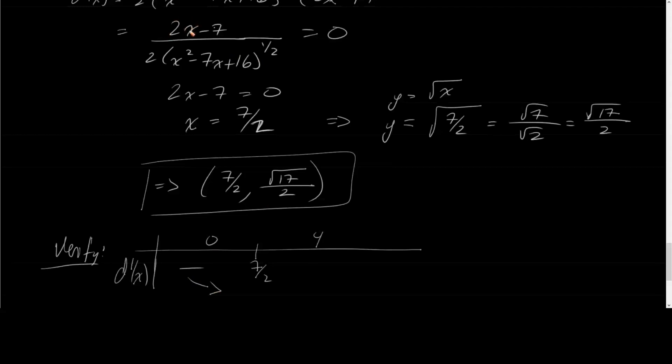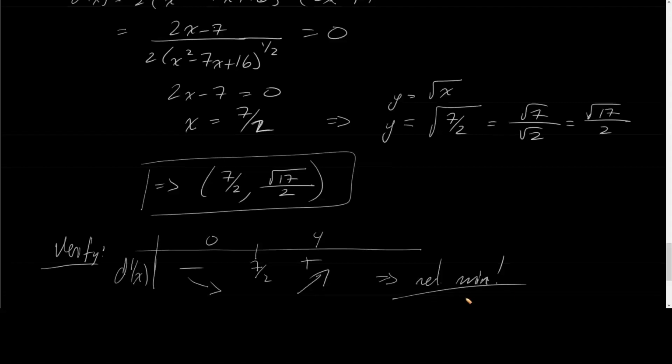Plug in 4. 2 times 4 is 8, minus 7 is 1. That's positive. On the bottom, 4 squared is 16. 16 plus 16 is 32. And then I have negative 7 times 4, which is negative 28. And I had 32 minus 28. That's positive, it's 4. It doesn't matter the actual value, that is positive. So we had positive on top, positive on bottom, overall positive. It is increasing, which tells us relative minimum. So that tells us we actually did minimize the distance.